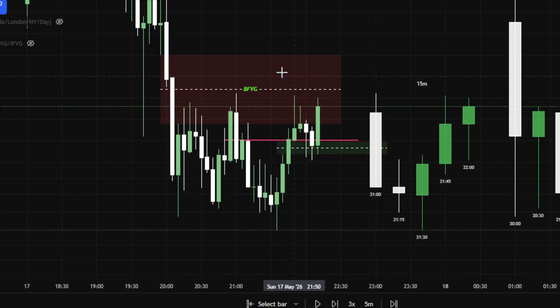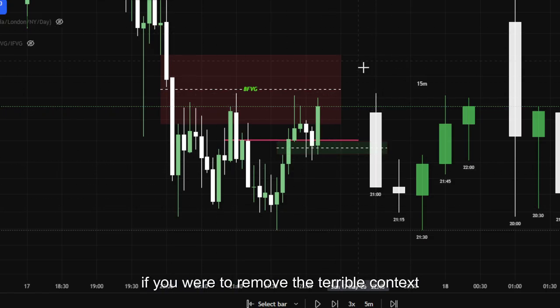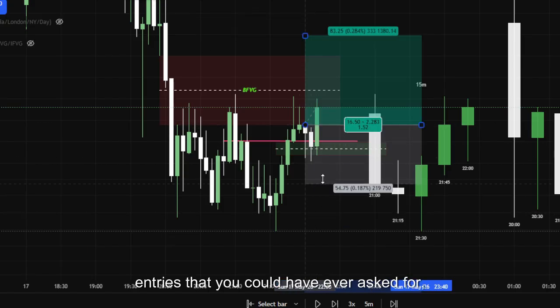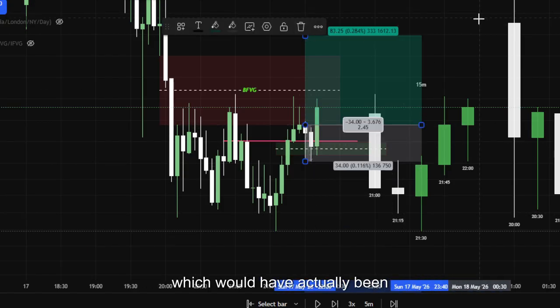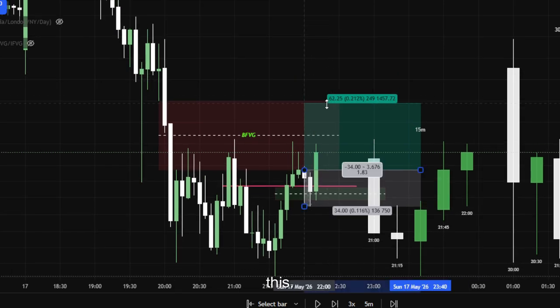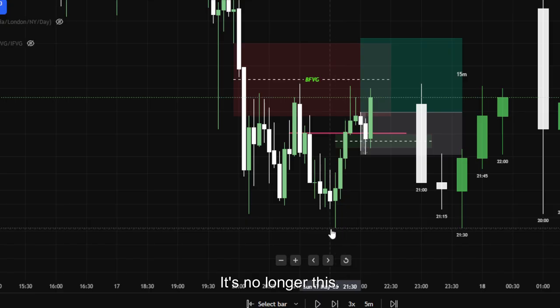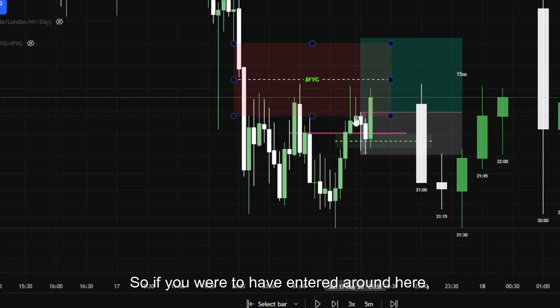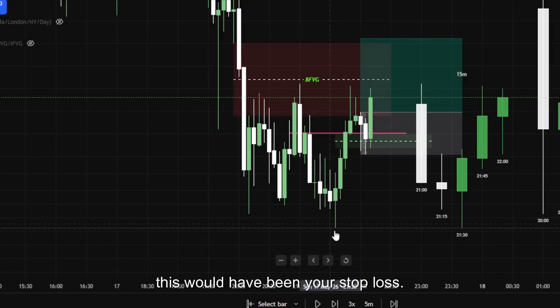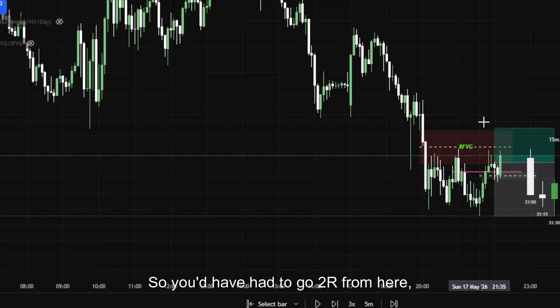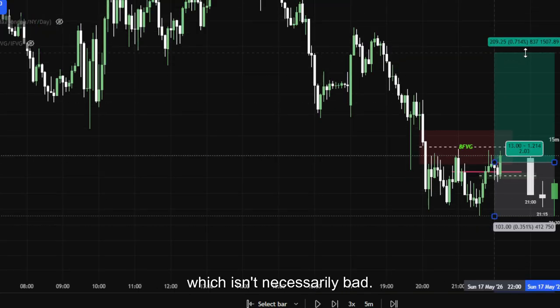Okay, so if you were to remove the terrible context that is aligning it, this is one of the best possible entries that you could have ever asked for, which would have actually been this. This is now the protected low. It's no longer this. So if you were to have entered around here, this would have been your stop loss. Okay. So you'd have had to go 2R from here, which isn't necessarily bad.